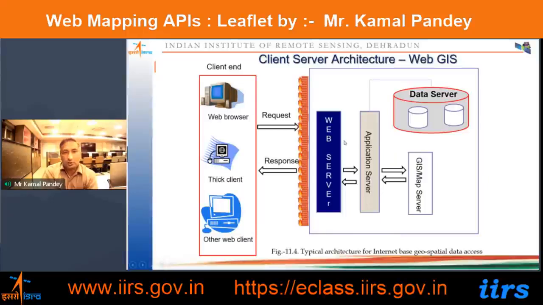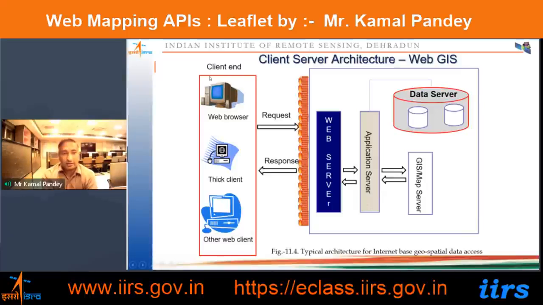Let us go from the starting point, where we are seeing this diagram of client-server architecture. Where is Leaflet fitting over there? We have seen that we have a web server here, and application servers, and then we have the GeoServer also. These GeoServers publish the layers or the processes. Now, how can the client fetch and use them?